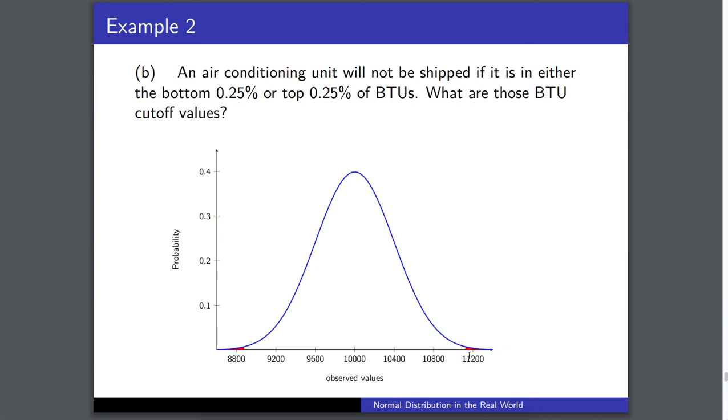One way of doing this, which will be the way we look at here, is that the program we've been using has the ability, just as it did with z-scores, to calculate these observed values directly by knowing the total area. You could also calculate the middle. 0.25% plus 0.25% is 0.5%, so we could also calculate the middle 99.5% and get that as well. Maybe we'll do it both ways just to show you.